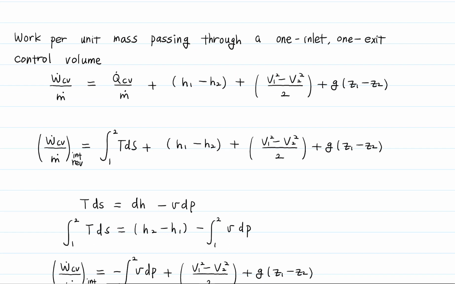Now let's see how the work can be expressed in the steady state single flow process. The energy balance equation can be written for a steady device with one inlet and one exit. Substitute the integral of T ds for Q dot divided by m dot. If we neglect the changes in the kinetic and potential energies, the equation is reduced.